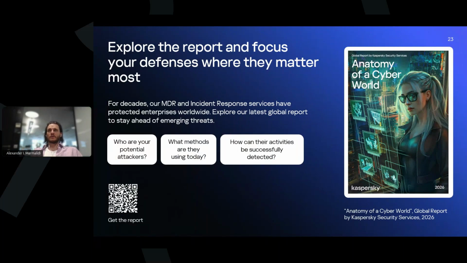Our experts do an edition every year with a report of what are some of the key findings, what are the most attacked industries, what are the most used tools, what are the initial attack vectors, and how are they spread geographically. So to help customers get an answer to questions such as who are the potential attackers, what tools are they using right now, and how those activities can be successfully detected. And for customers, the key message, of course, would be exploring the report to understand what is the area that they need to focus their defense most. Of course, including the link to the report right here on this slide.